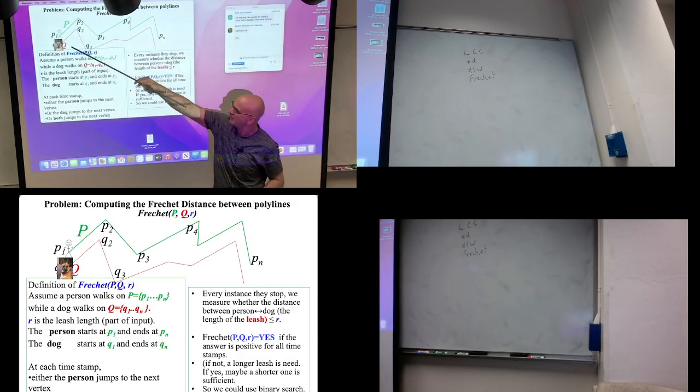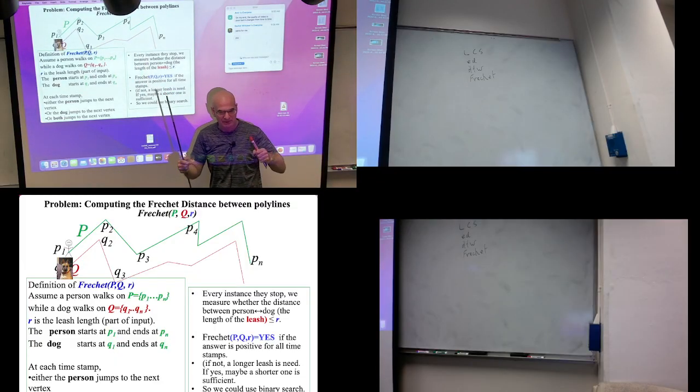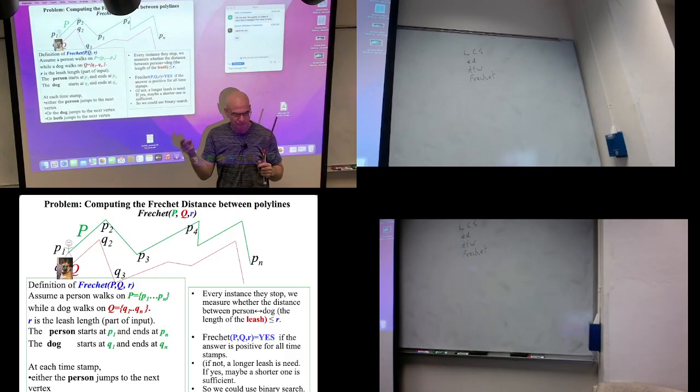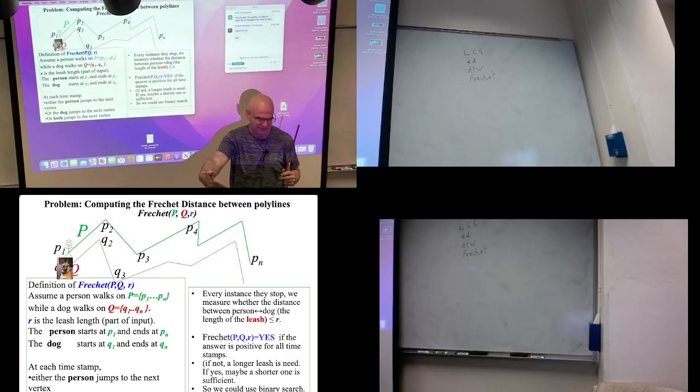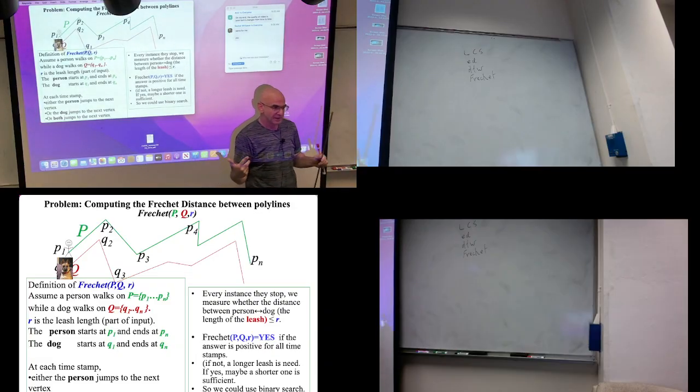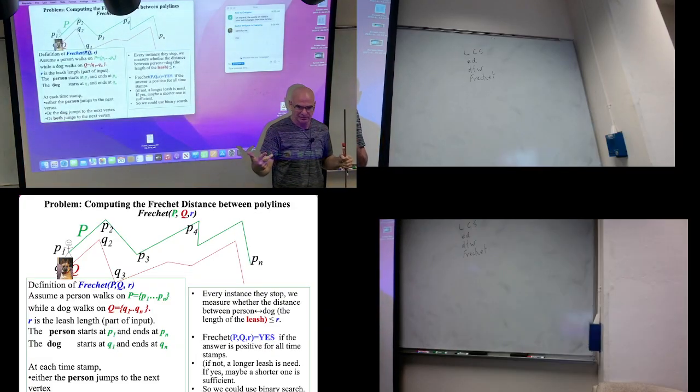schedule of the dog, I can find the schedule of the man. Schedule means at which time step which one of them jumps. At each time step they have the option of either staying still or jumping to the next vertex. In general, they have the option of either jumping together, or only the dog jumps, or only the person jumps, and we want to find the best schedule.